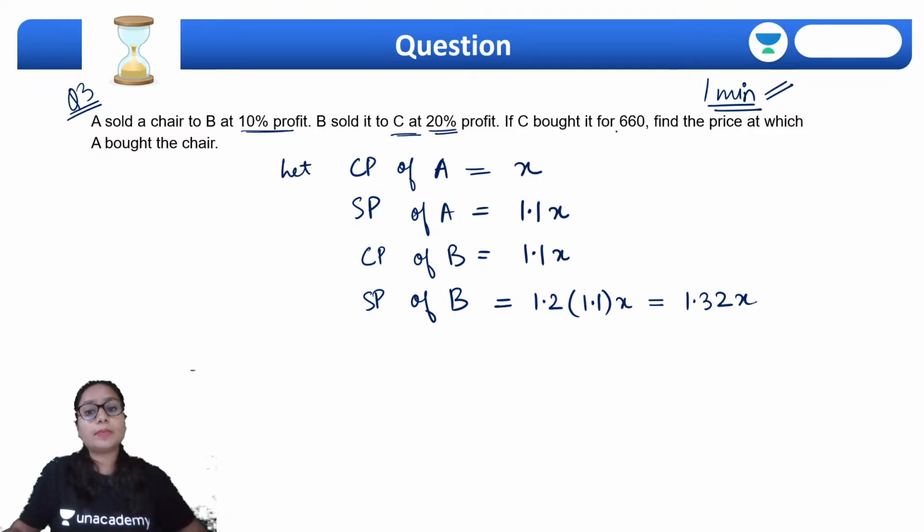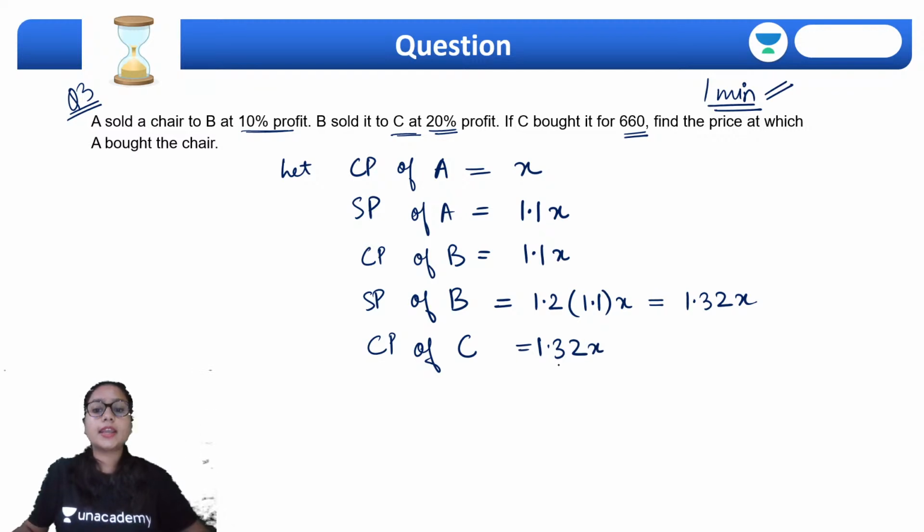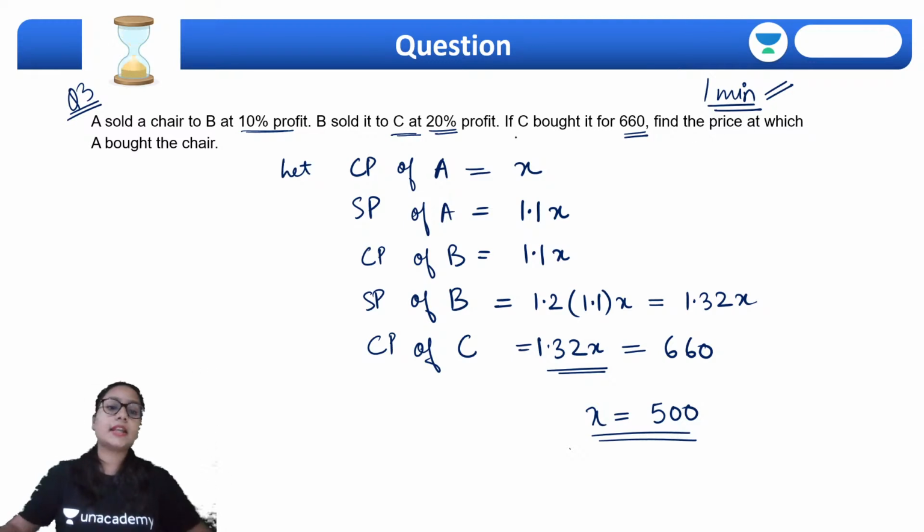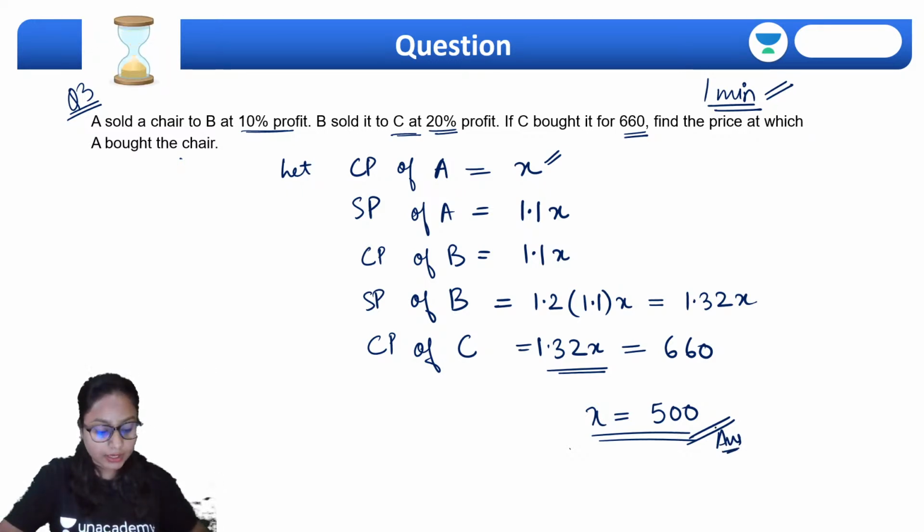Now, C bought it for 660, so the selling price of B is equal to the cost price of C, which is 1.32x. It is given that the cost price for C is 660, hence 1.32x is 660. If I solve this, I'll get the value of x. Please solve it. So you're getting 500. So we got the value of x as 500. We need to find the price at which A bought the chair. A bought the chair at x, which is 500. This is the answer. Great that all of you have given the correct answers.